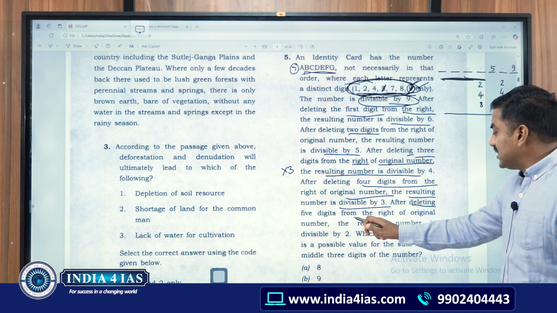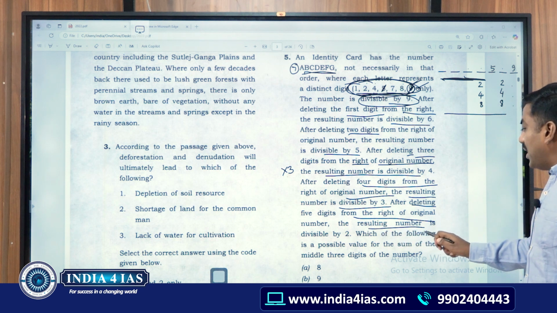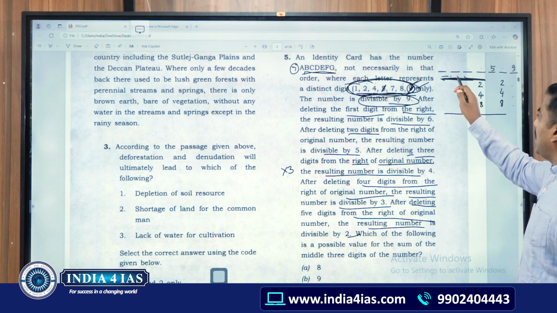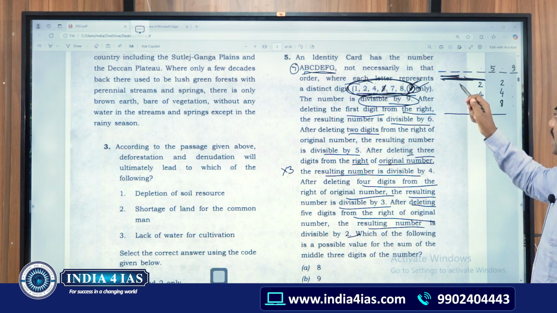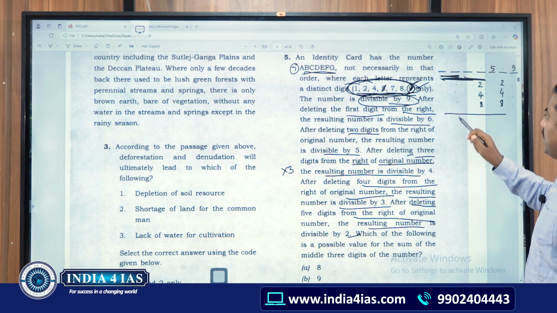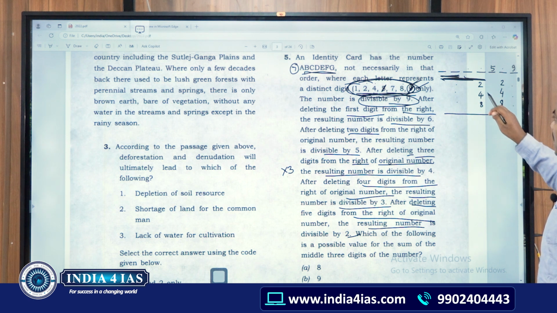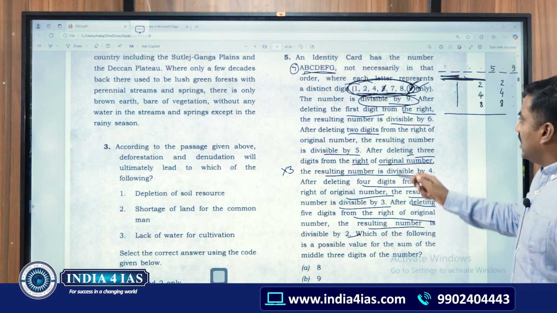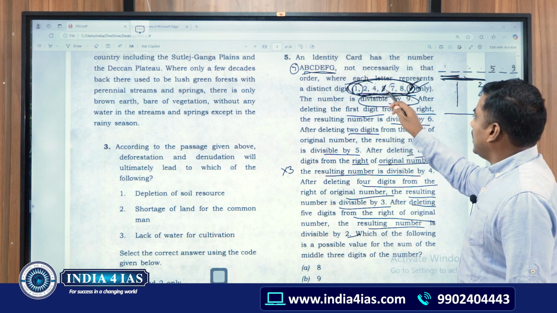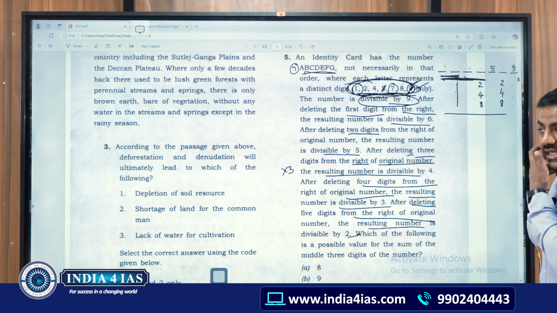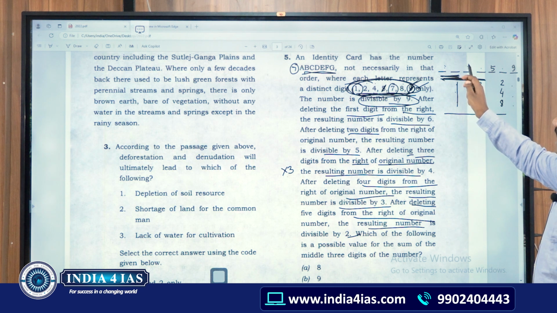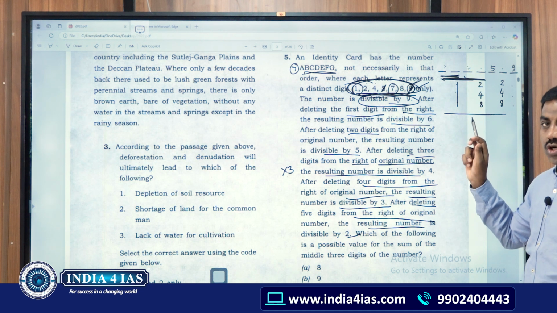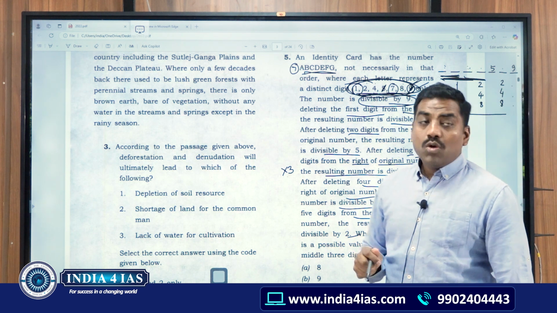After deleting 5 digits from the right, the resulting number is divisible by 2. So this number is divisible by 2. Again, there has to be one even number here, and an even number here. So we are left with only the odd numbers now. Those odd numbers are 1 and 7. This and this have to be 1 or 7 for sure.